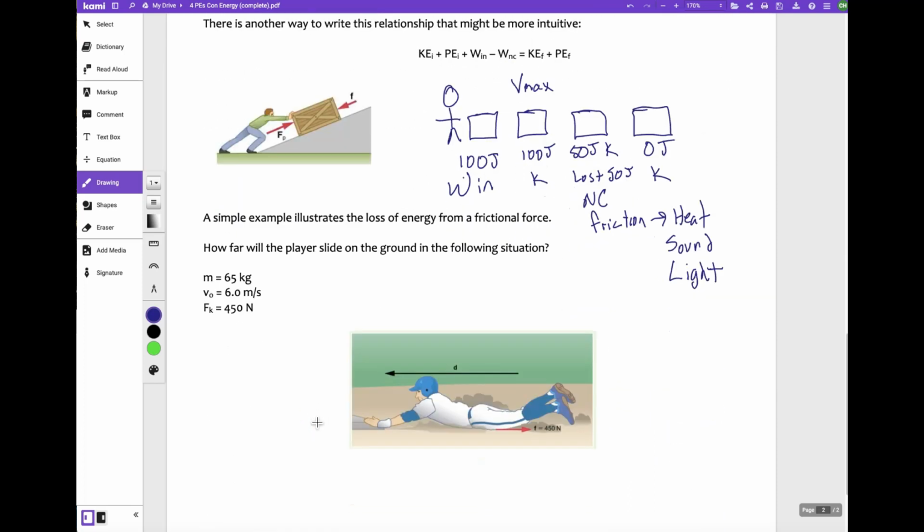So the sample that they have here is how you can lose energy from friction. It says, how far will the player slide on the ground in the following situation?